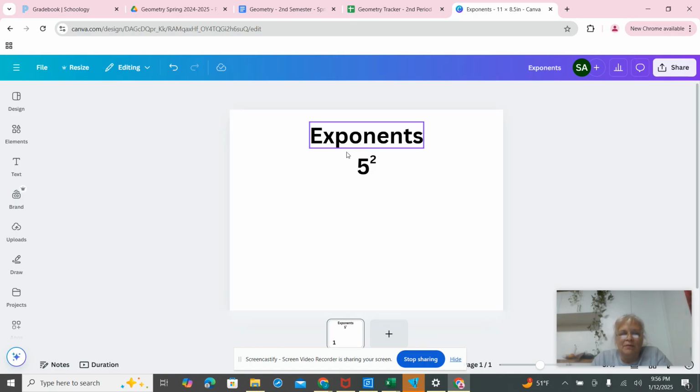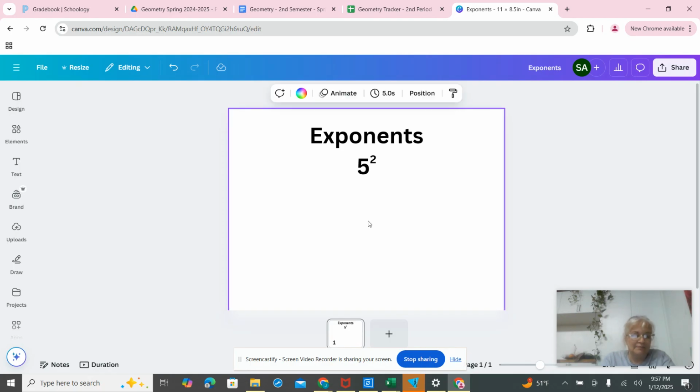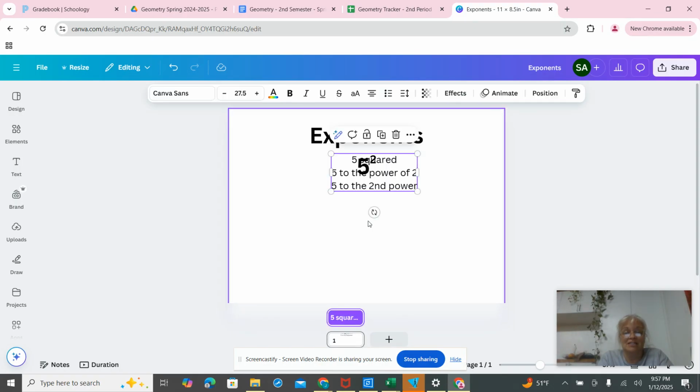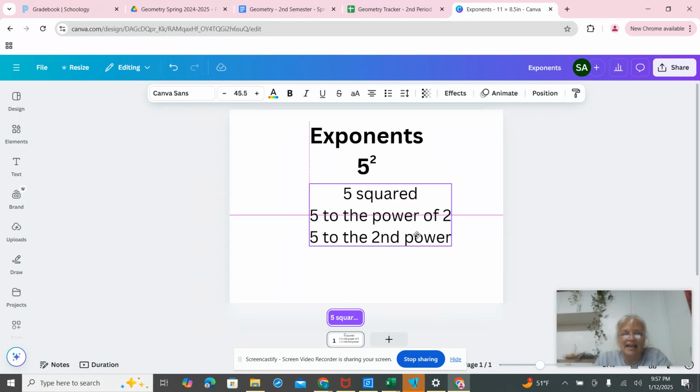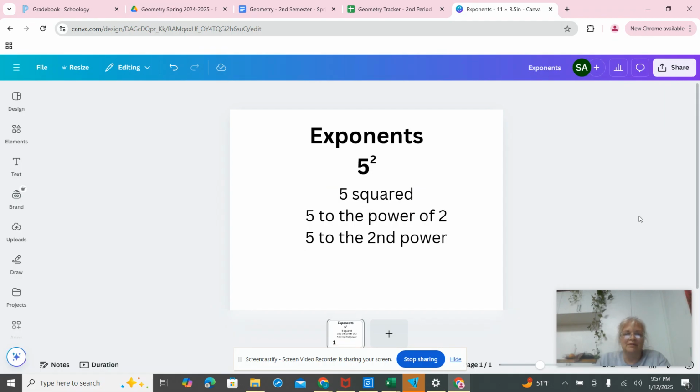So I want to know, when you see a number and then it has another small number up above it, do you know what to say when you see it? Well, if you don't, I'm not surprised, because there's a lot of things you can actually say. So here are all of the ways that you can say that number.